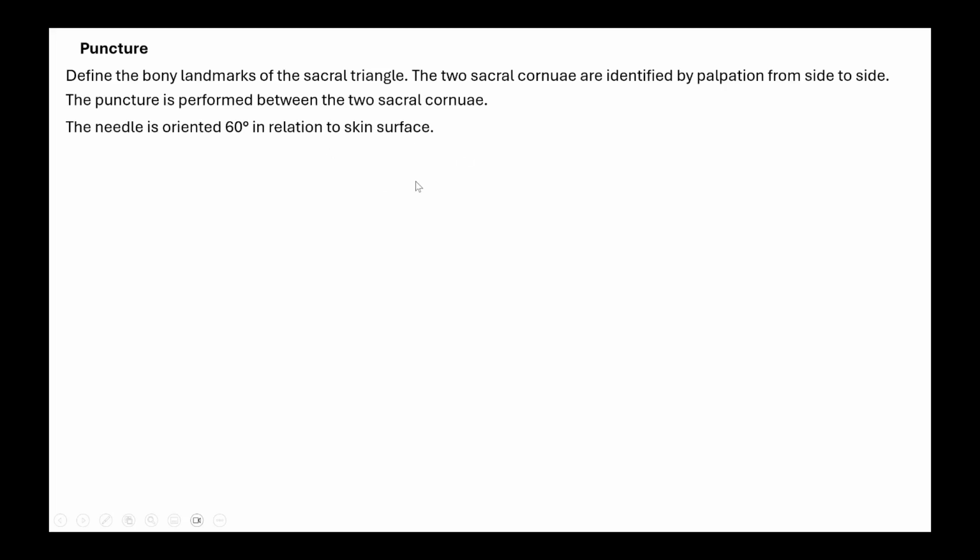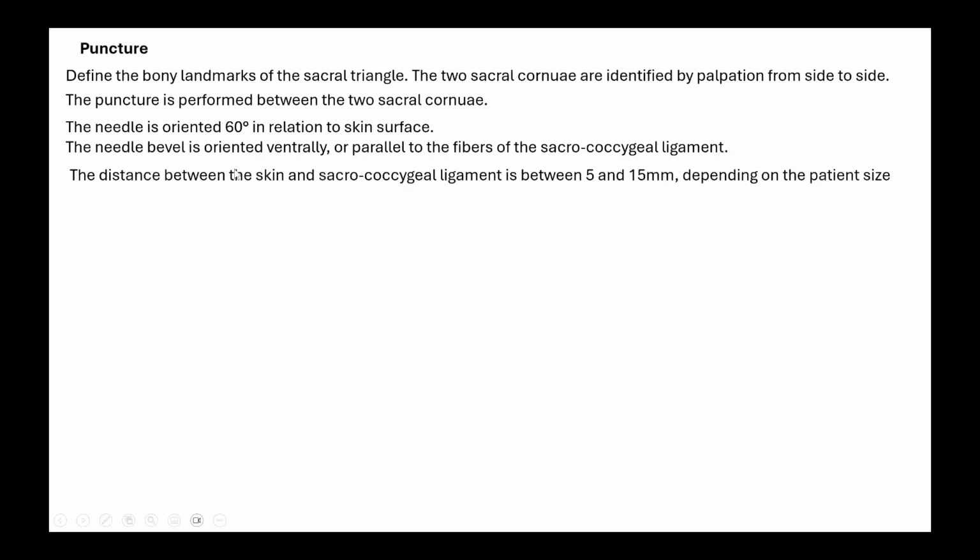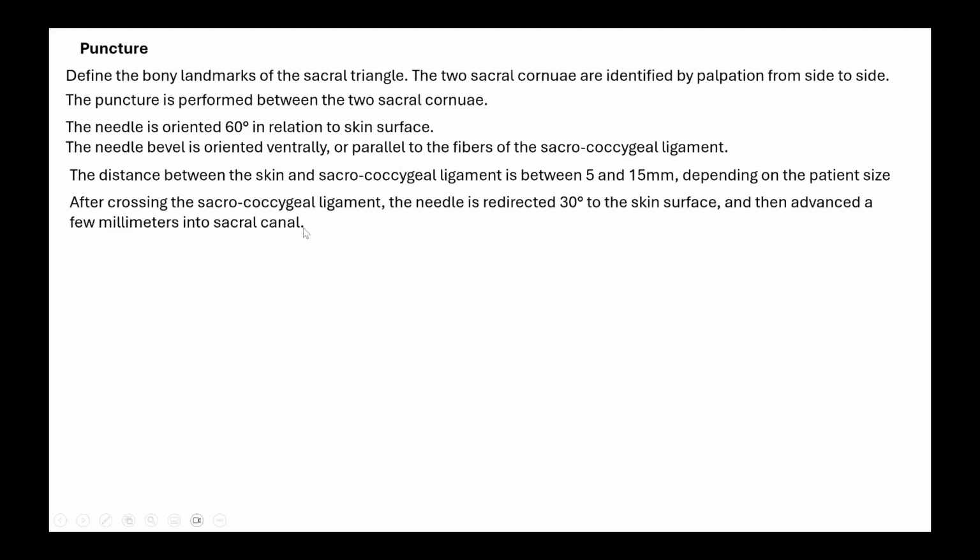And then after the fourth P is the puncturing technique, where you define the two landmarks, that is the bony landmarks of the cornua, and then it is performed between the sacral cornua. First introduce the needle at a 60-degree angle. The needle dural is oriented vertically, and after crossing the sacrococcygeal membrane, you bend the needle downward towards parallel to the skin to 30 degrees and advance it.